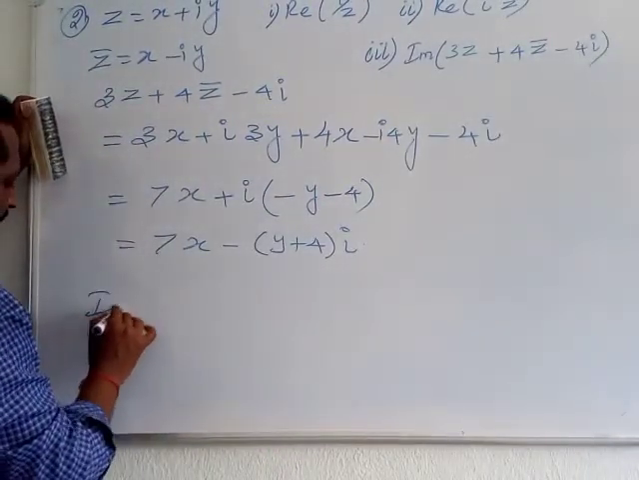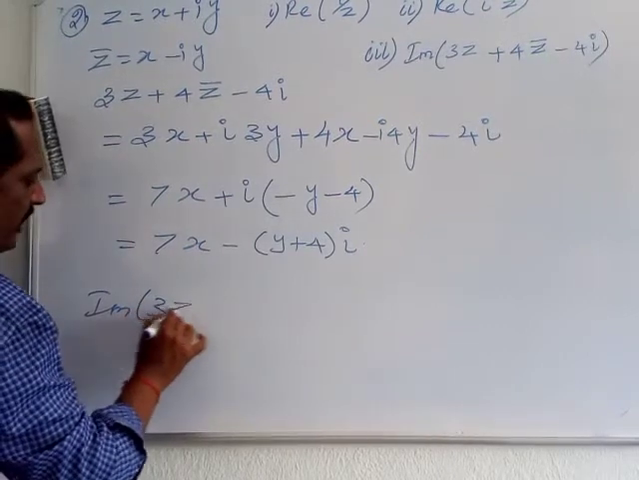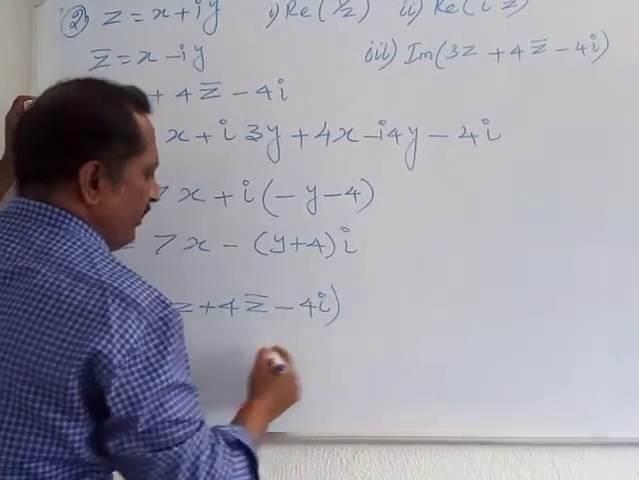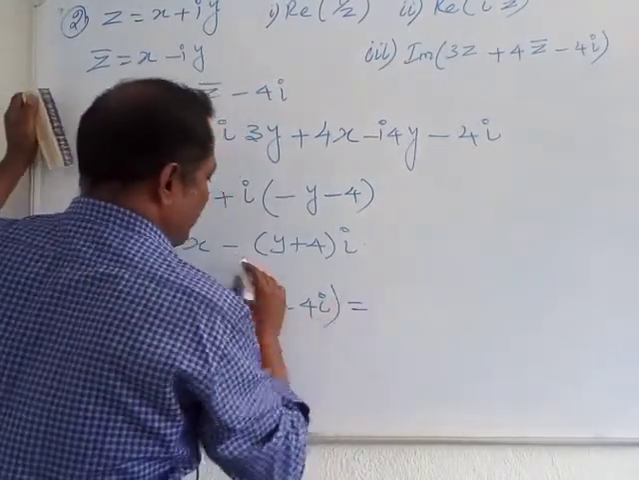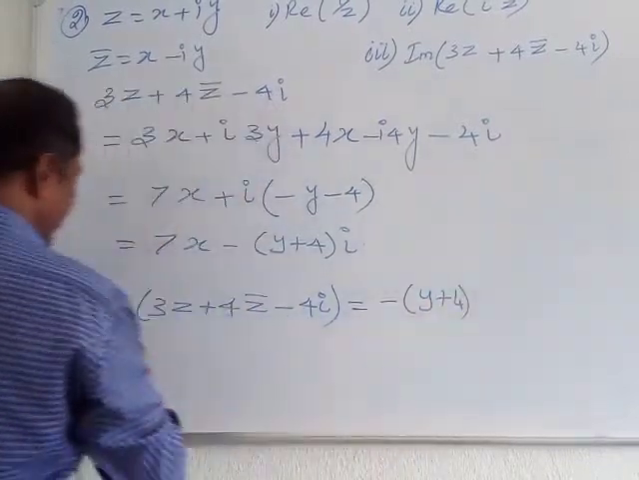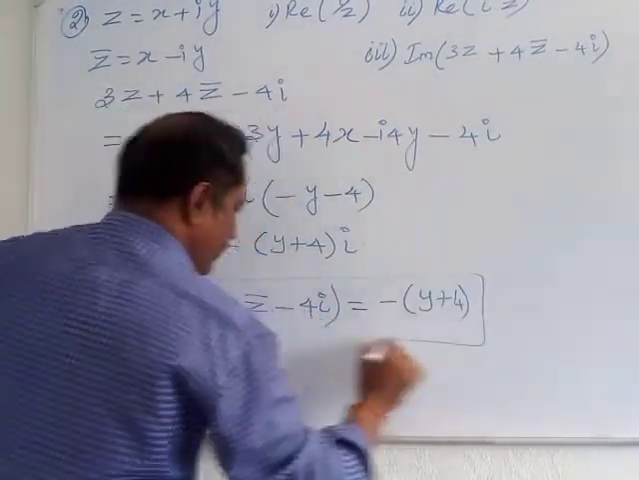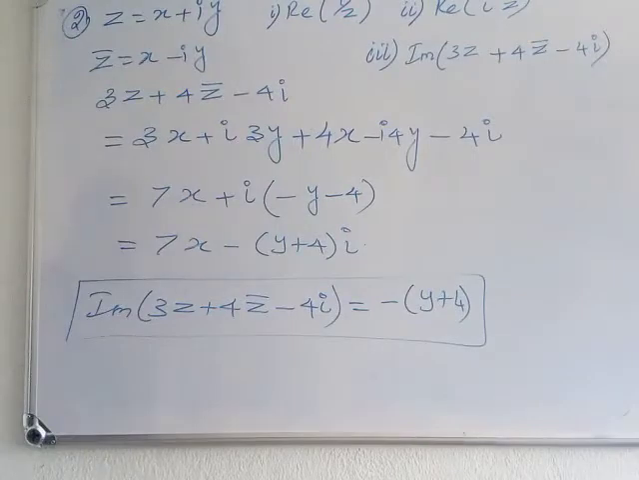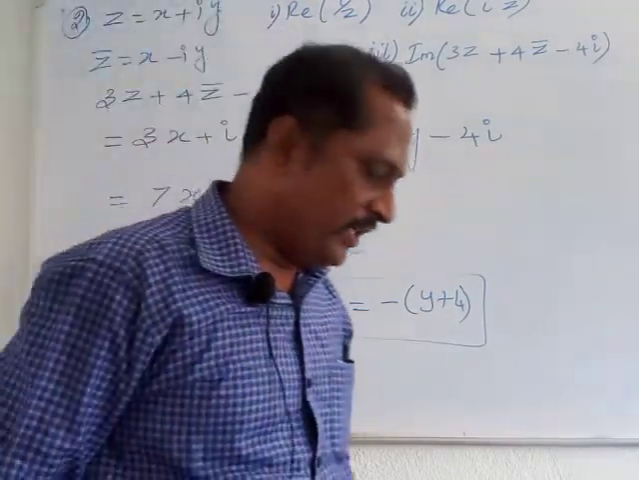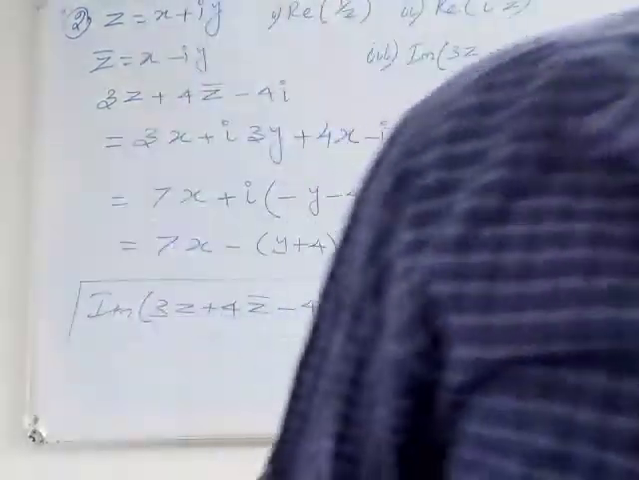The asked question is the imaginary part of 3z plus 4z bar minus 4i. So the imaginary part is, with the minus sign, y plus 4, omitting the i. This is the imaginary part of the given complex number.